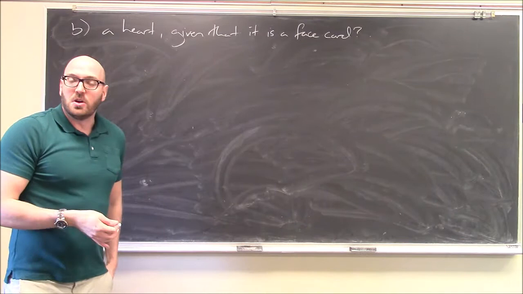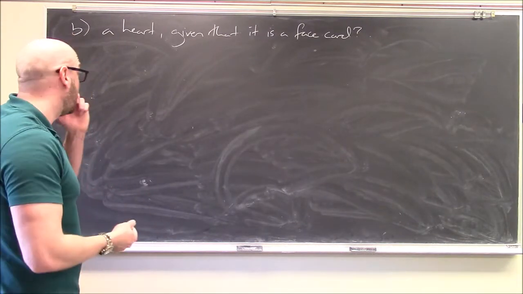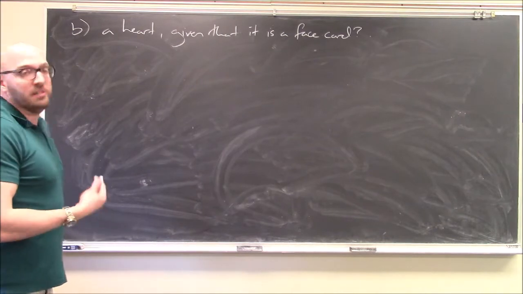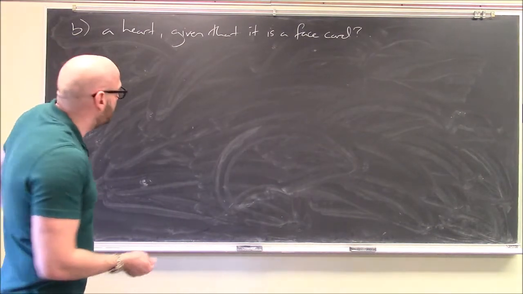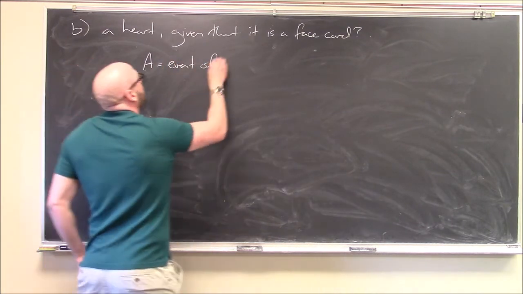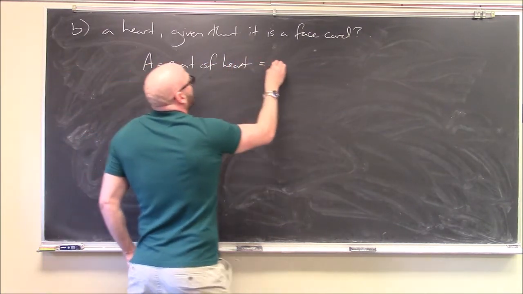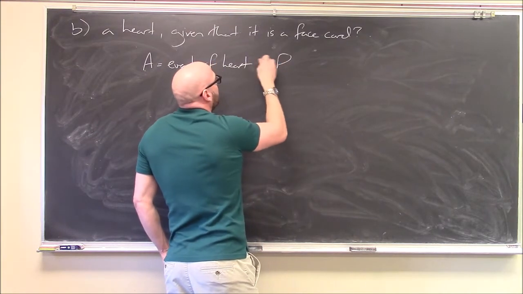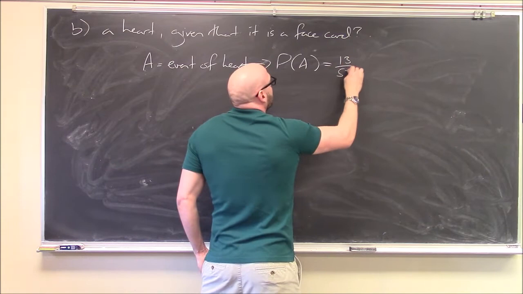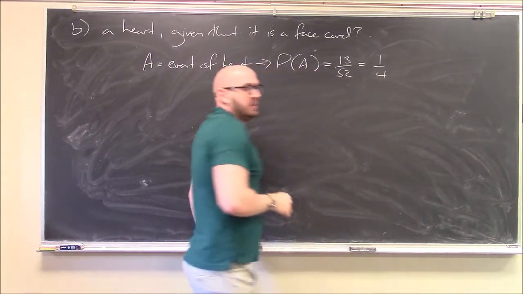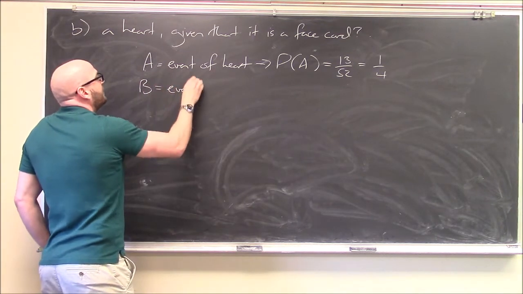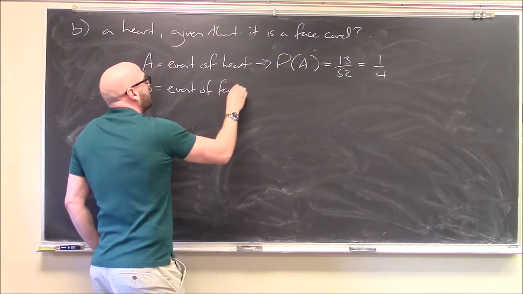So we're still drawing a card from a standard 52 card deck, and the question now, B, is what's the probability of drawing a heart given that it's a face card? So we'll set up our events again. A is an event of a heart. And we already have that the probability of drawing a heart is 13 over 52, or 1/4. And B is the event of a face card.